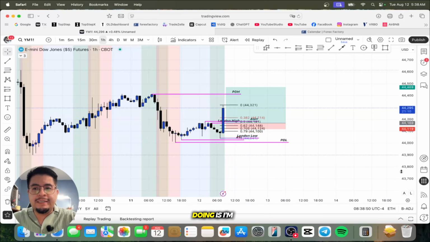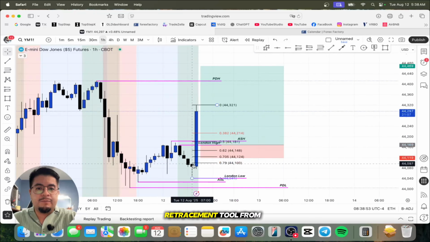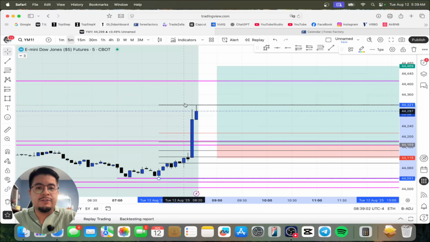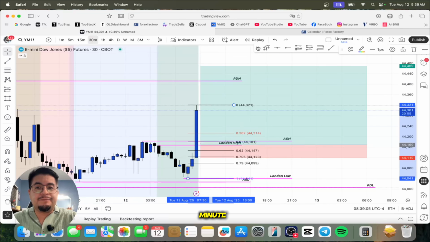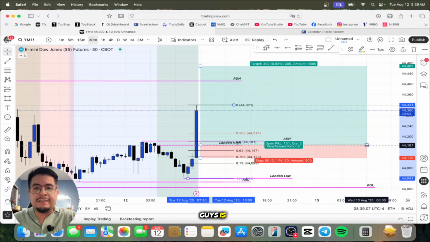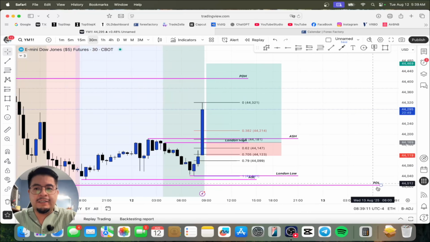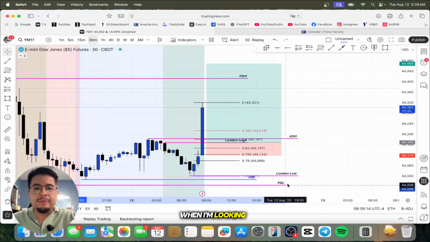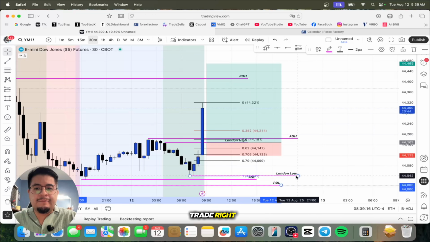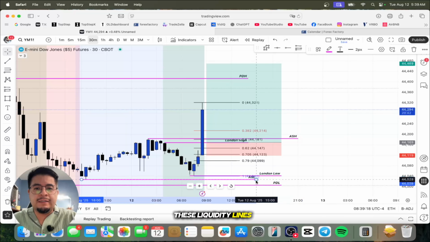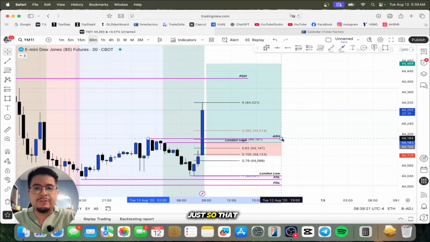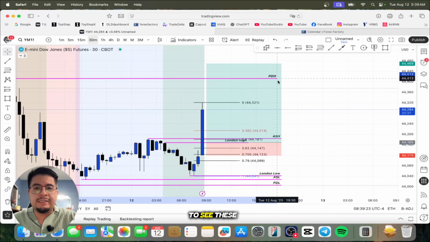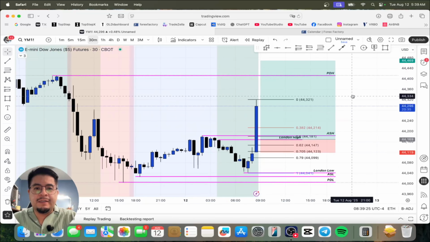Now what I'm doing is I'm using a Fibonacci retracement tool from this low to this high. Now if we go to the 5-minute, yeah, it's from this low to this high. Let's go back to the 30-minute. And what I want to show you guys is, what am I looking for when I'm looking to enter a trade, right? Let's just move these liquidity lines real quick, just so that it makes it easy for me to see these things. Okay, looks good.